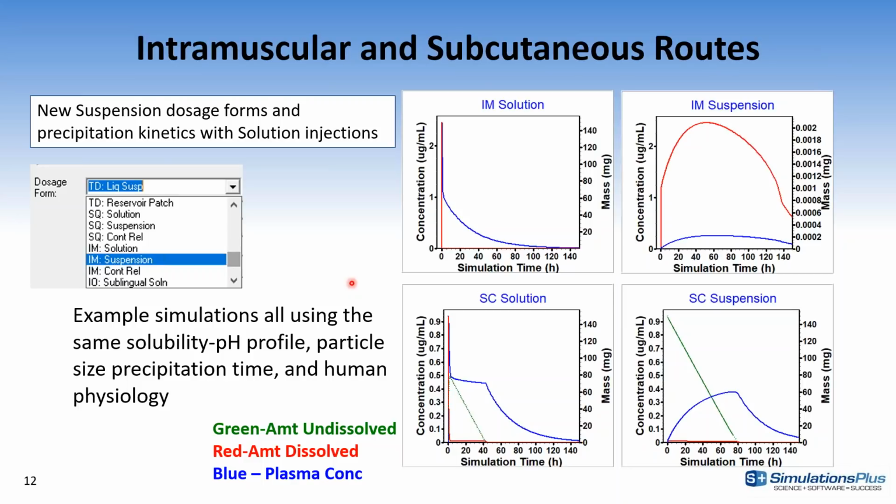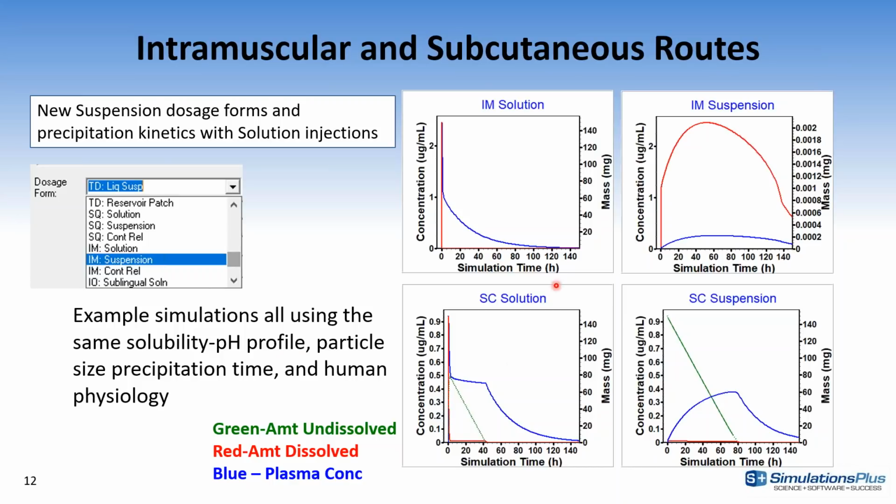The plots here are showing just sample simulations of a compound with a very low solubility. The top two plots are showing the intramuscular injections of solution and a suspension. On the bottom two, subcutaneous injection of solution and suspension. And all of these simulations were based on the exact same compound, so the same solubility pH profile, the same dose, the same particle size or precipitation time, and one human physiology was used.